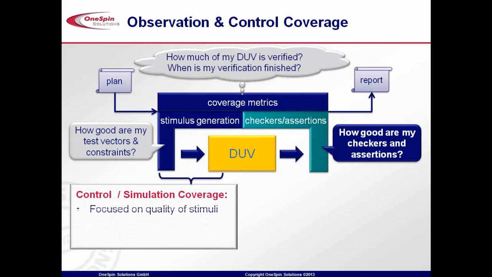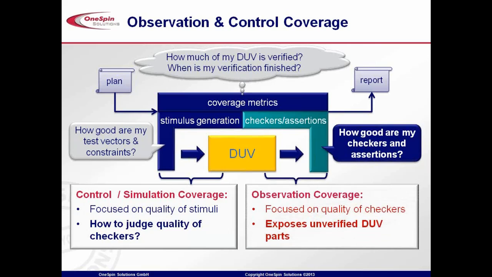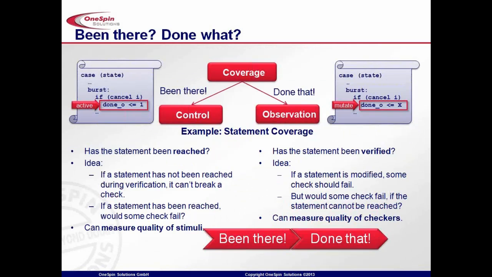For the control or simulation coverage, we really focus on the stimuli. So that's what we observe. And then to judge the quality of the checkers, we do an observation coverage. So we really look at the checkers we developed, and for that we use it to expose unverified parts. So two main questions are, have we been there and have we done that?